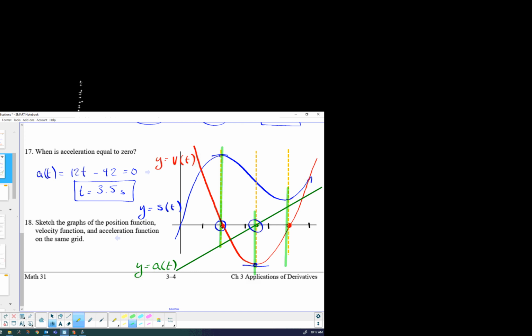Yeah, when the acceleration was 0, that'll be a minimum or a maximum. It just means the first derivative function, in this case velocity, had a horizontal tangent line at that point.